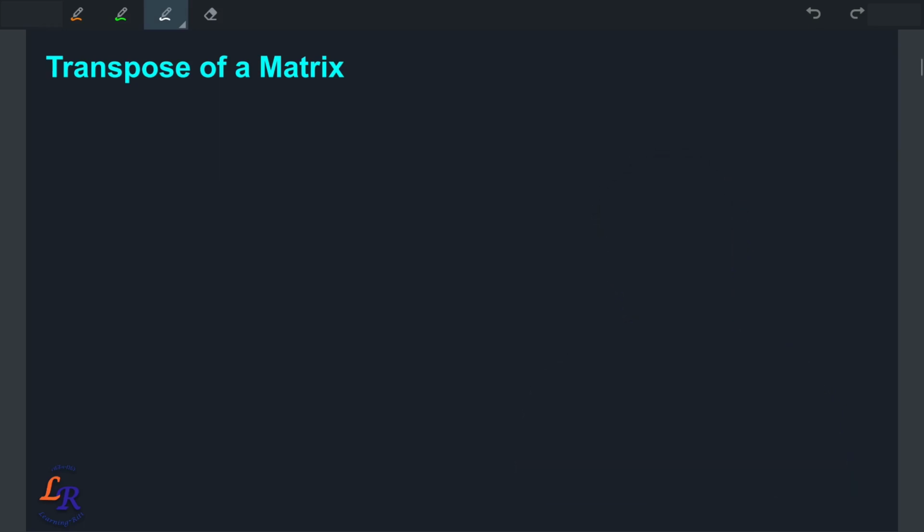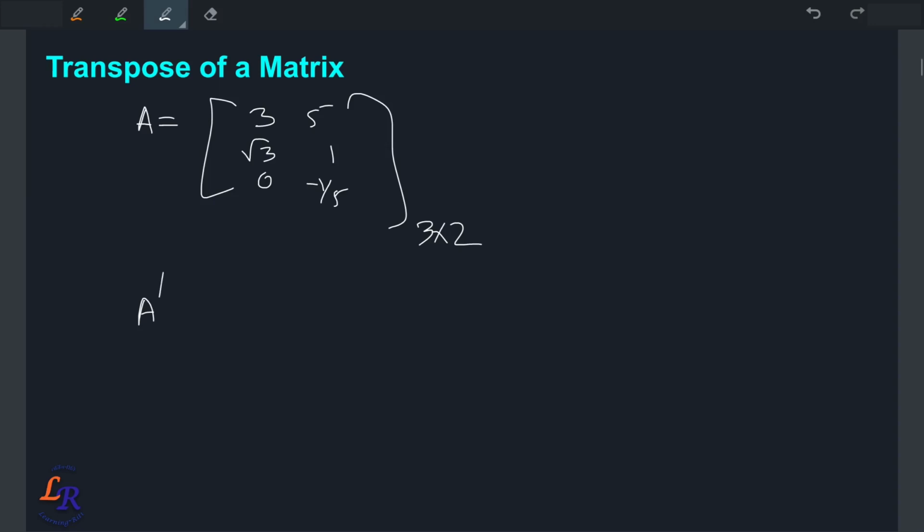So to understand the transpose of matrix, let's have a matrix first. So let's say you have this matrix which is something like this. Right, the number of rows is 3 and number of columns is 2, so it would be a 3 cross 2 matrix. Now the transpose of matrix would be called A dash if you change all the rows into columns and columns into rows, right?